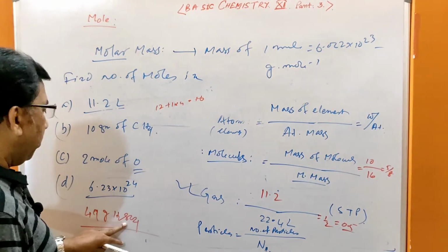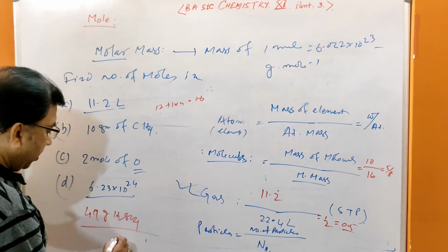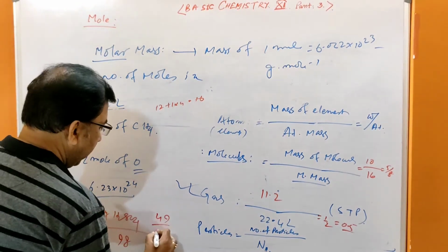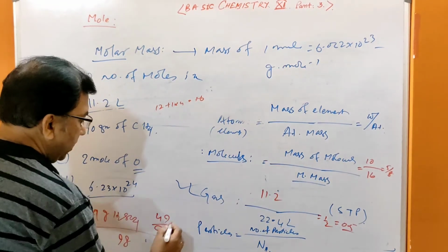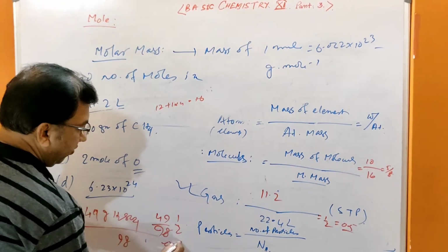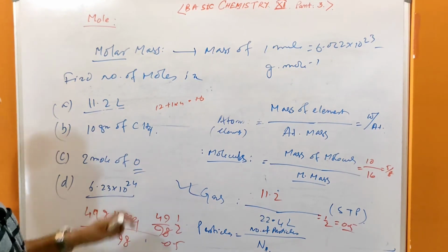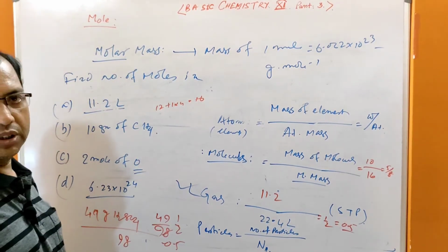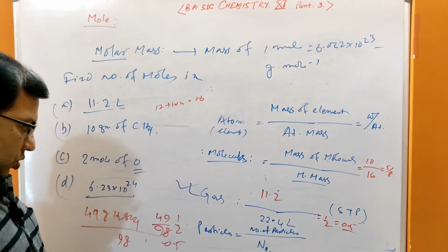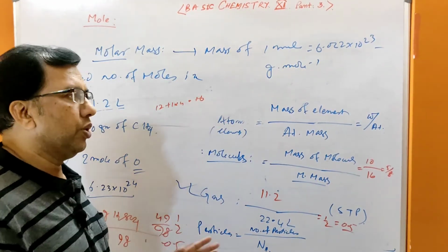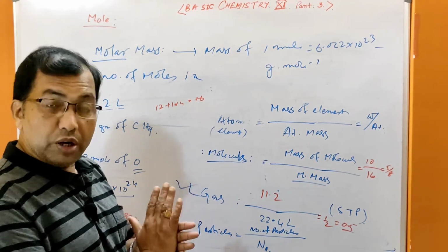The molecular mass of H2SO4 is 98, the given mass is 49, so 49 by 98. Using this formula, that is half, 0.5 is the moles. Clear? In this way you have to find out the number of moles. Clear? Then average atomic mass, molecular mass, and formula mass are done.